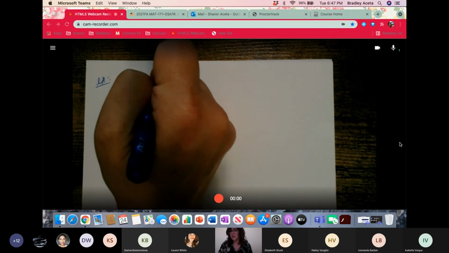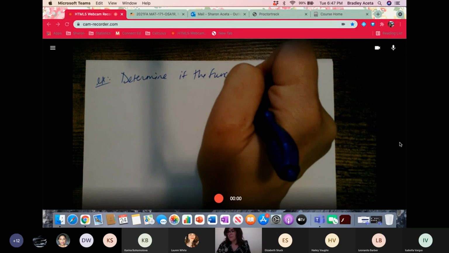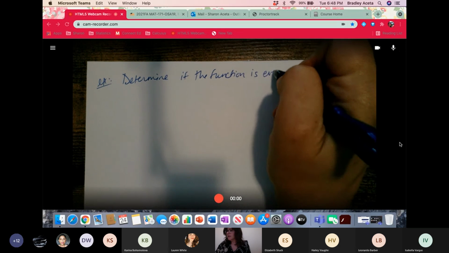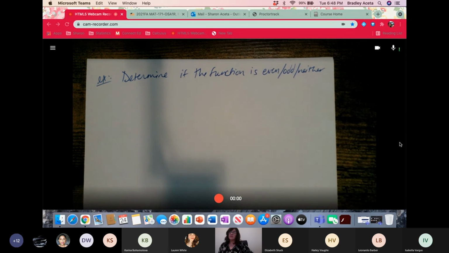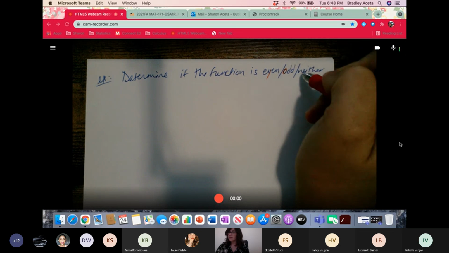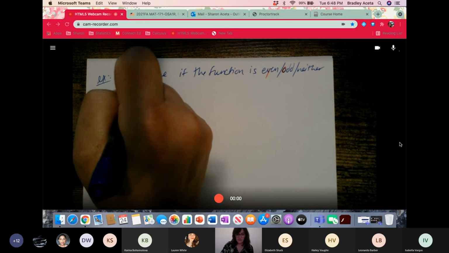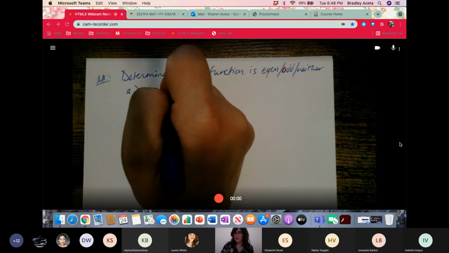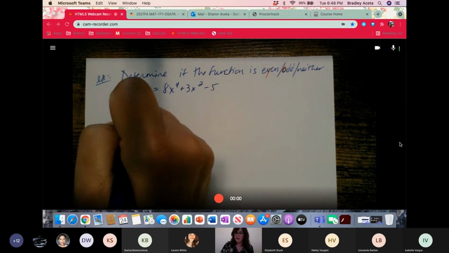Determine, and I'm going to teach you some tricks right here, if the function is even, odd, or neither. So we don't need to worry if it's got any other symmetry, but is it y, is it origin, or is it neither? Meaning it's not going to flip over the x-axis either. Let me write a bunch of them out. y equals 8x to the 4th plus 3x squared minus 5.